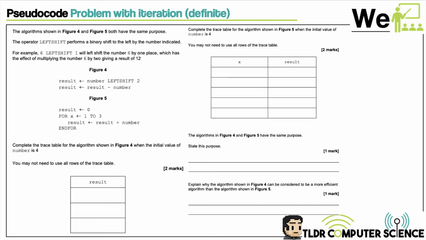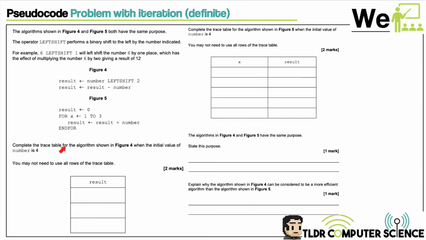The operator left shift performs a binary shift to the left by the number indicated. Remember, if you shift by 1, you double the number, shift by 2, you times it by 4, shift by 3, you times it by 8, and so on. For example, 6 left shift 1 will shift the number 6 by 1 place, which has the effect of multiplying the number 6 by 2, giving 12. Okay, and so here's figure 4. The other one is going to make use of a for loop to do it.